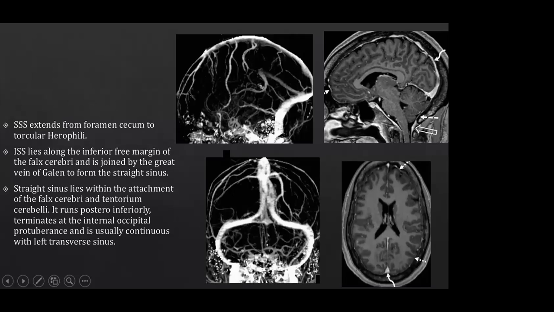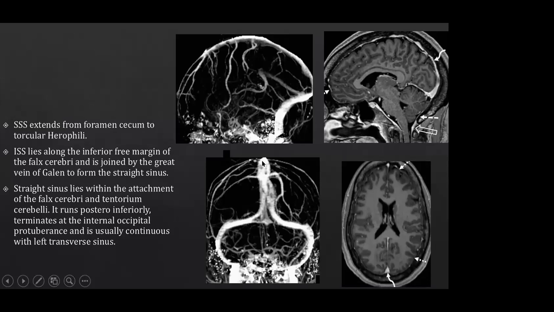And it drains all the way from the foramen cecum all the way back to the torcular herophili along the internal occipital protuberance. And then you have got the inferior sagittal sinus, which is located along the inferior aspect of the falx, which is somewhere going to be here. And then we have the straight sinus, which will confluence with the superior sagittal sinus at the torcular herophili.